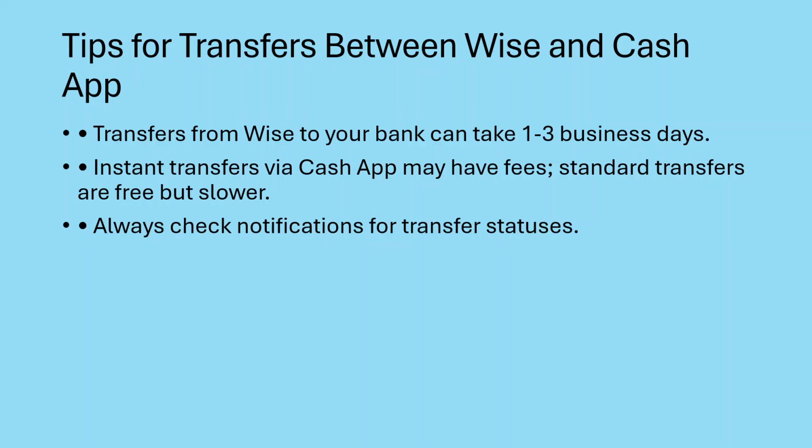Now I have some tips for transfers between Wise and Cash App. Transfers from Wise to your bank account can take 1 to 3 business days. Instant transfers via Cash App may have fees. Standard transfers are free but slower. Always check for notifications for transfer statuses, and always make sure to double check your bank details.